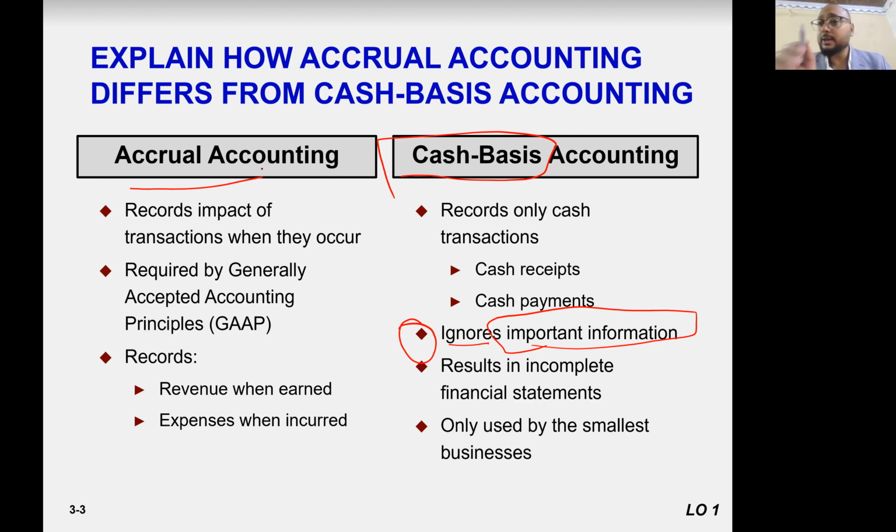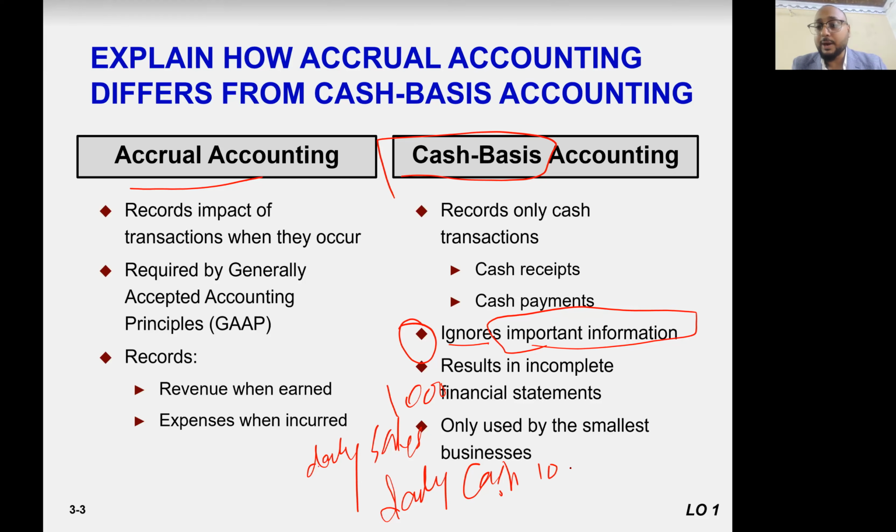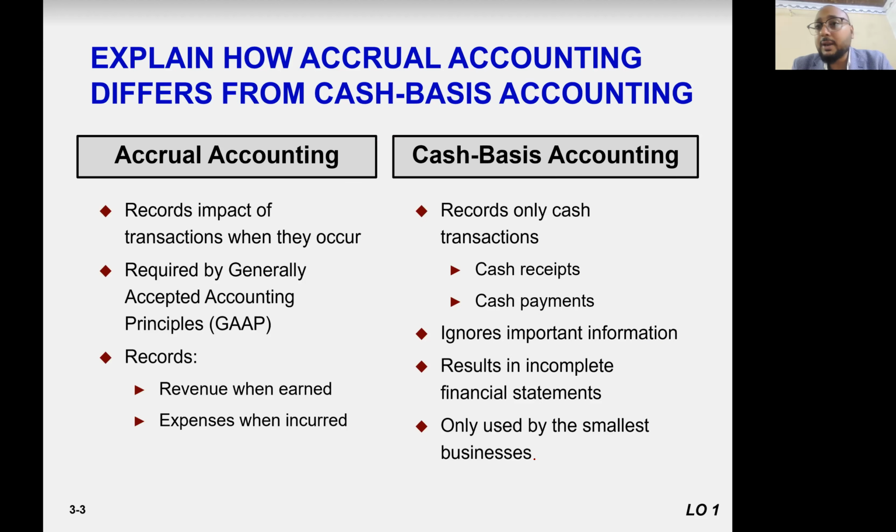So cash basis ignores important information. In accrual accounting, you can easily find out what your daily sales are, and you can also track your daily cash flow. Maybe a sale occurred for $1,000, but the cash in your account is right now $100. It will come after 1 day or 2 days or 3 days, right? So that is the biggest difference between accrual and cash basis accounting. Plus, GAAP, the generally accepted accounting principles, requires you to follow accrual accounting so that the chances of fraud are minimized.